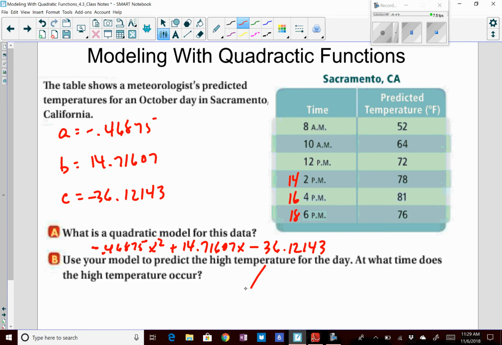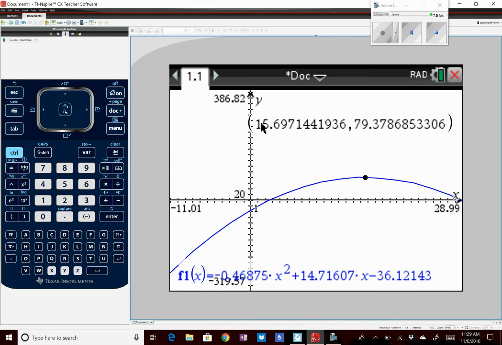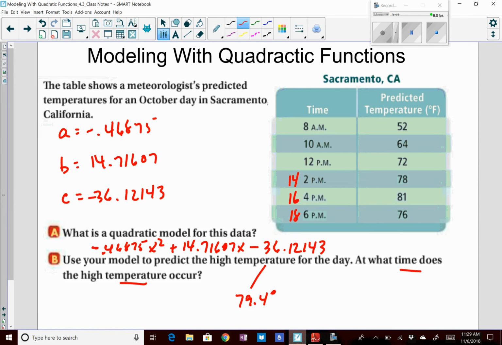Okay, so the temperature, 79.4 degrees. And it says at what time of day does this occur? So that's going to be the X value that we have here. So 15.7. So 15 is 3 o'clock, 0.7, almost 3/4 of an hour. So we can approximate it at about 3:45 p.m. is when that high temperature occurs.